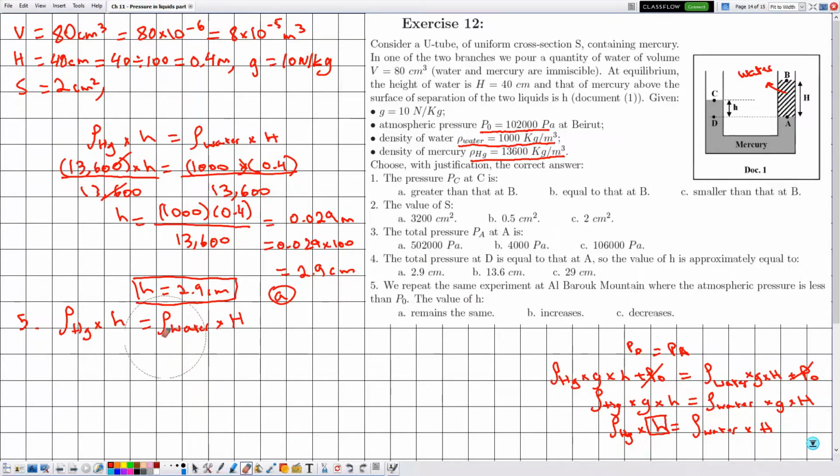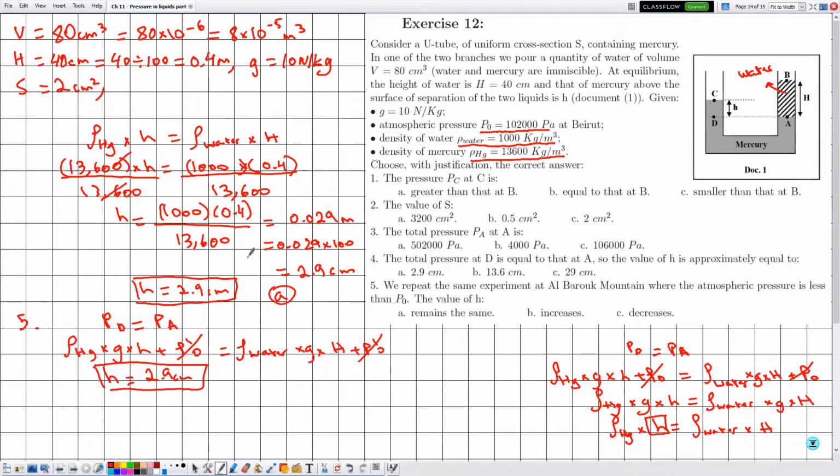So here, let me also say that we also have that the pressure at the point D is equal to the pressure at the point A. So now rho Hg multiplied by g multiplied by h plus P prime 0 corresponding to the new pressure, and rho water times g times H plus P prime 0. Now also P prime 0 cancels out with P prime 0. Then the value of h also is given by 2.9 centimeters if we repeat the same calculation. So for this reason, h will remain the same. Then h remains the same.